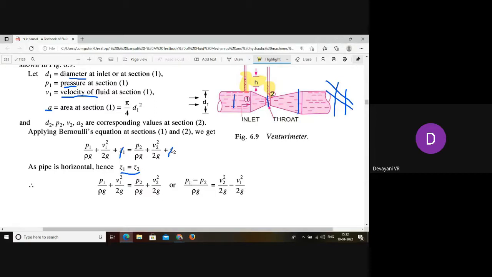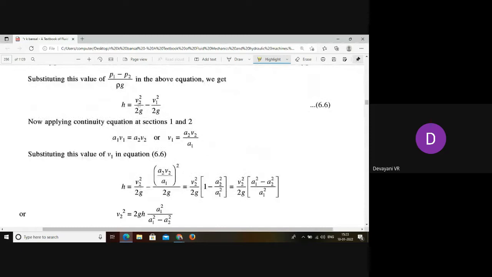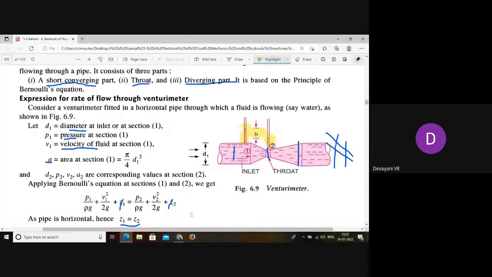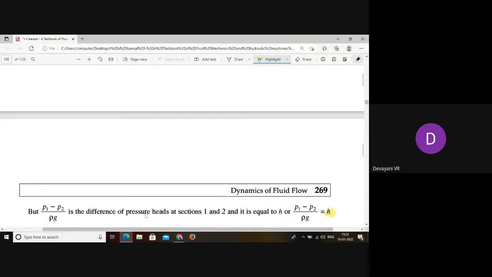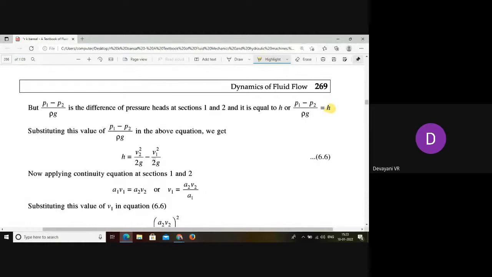So this equation will become H is equal to V2 square by 2g minus V1 square by 2g. So simply, in place of P1 minus P2 by rho g, we substituted H. That's it, right? So in place of P1 minus P2 by rho g we substituted H. Then we get H equals V2 square by 2g minus V1 square by 2g.